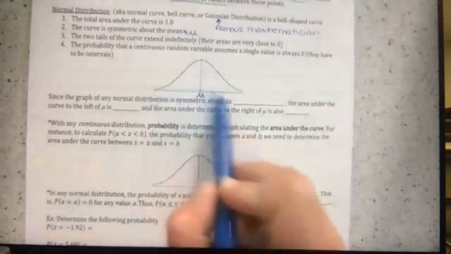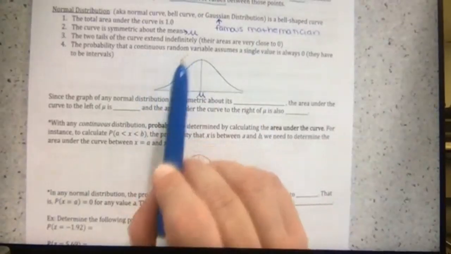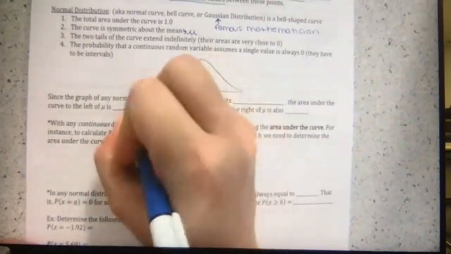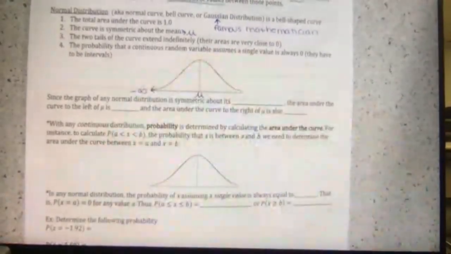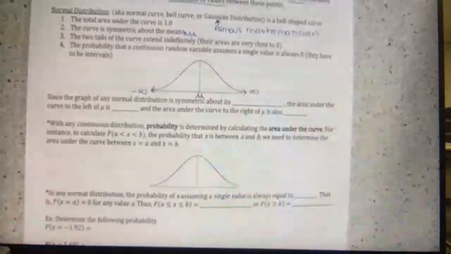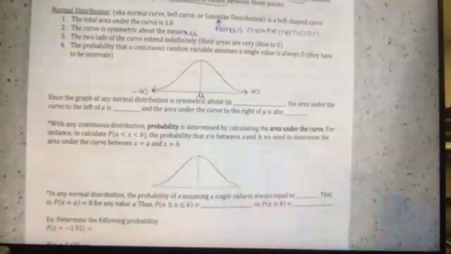So notice it has 2 tails. These 2 tails of the curve extend indefinitely, and the areas are so close to 0. On the left-hand side, it's going to go on forever to the left, all the way towards negative infinity, and on forever to the right, all the way towards positive infinity. If we're talking about the area under the curve, it's kind of like an asymptote. If you took college algebra or pre-calculus, we talked about asymptotes, where the curve gets super, super close to the x-axis, but it doesn't touch it.